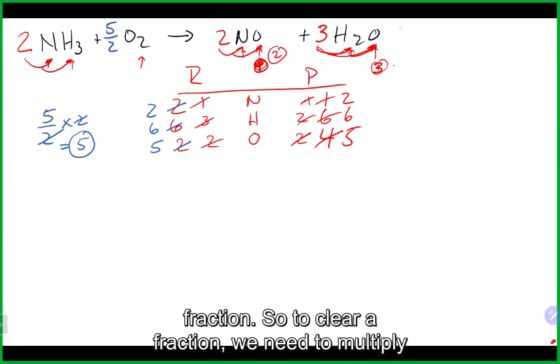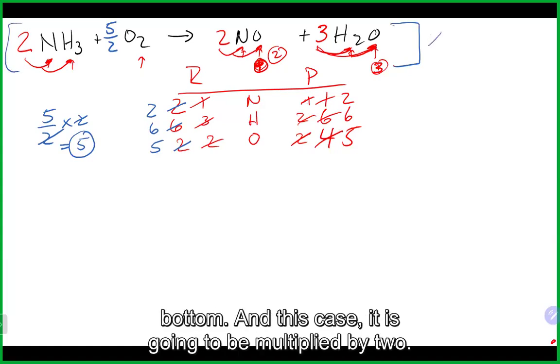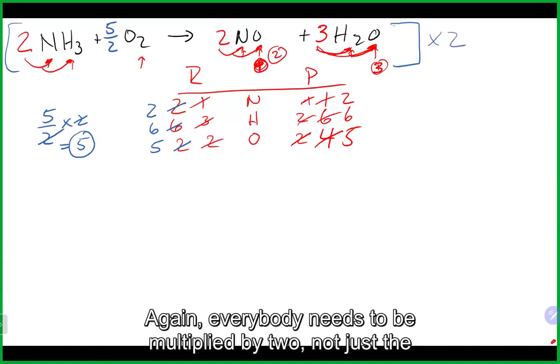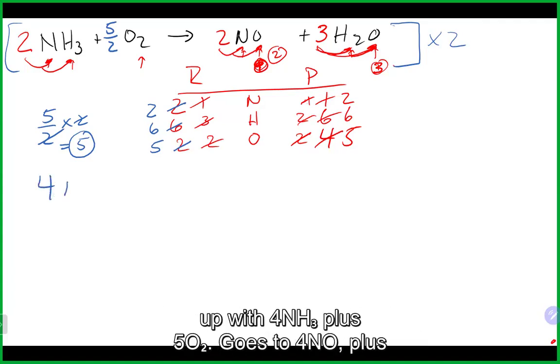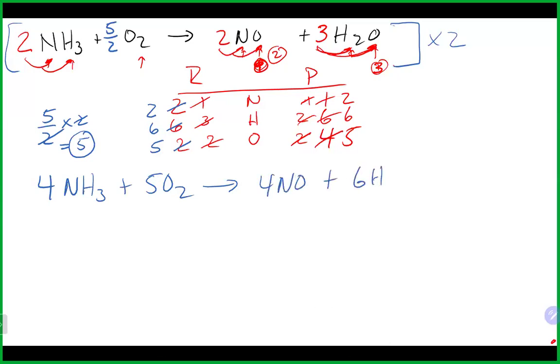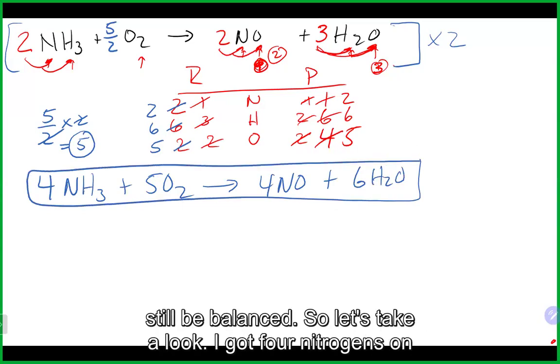So to clear a fraction, we need to multiply everybody by the denominator. I think they call that on the bottom. In this case, it is going to be multiplied by 2. Again, everybody needs to be multiplied by 2, not just the fraction. So I got to multiply everybody. If I do that, I will end up with 4NH3 plus 5O2 goes to 4NO plus 6H2O. And if I didn't screw anything up, we actually should still be balanced.